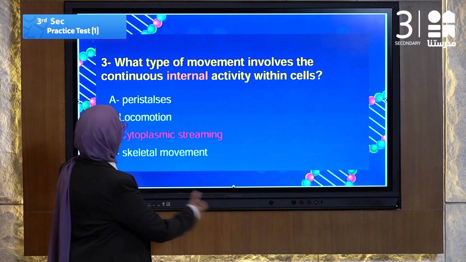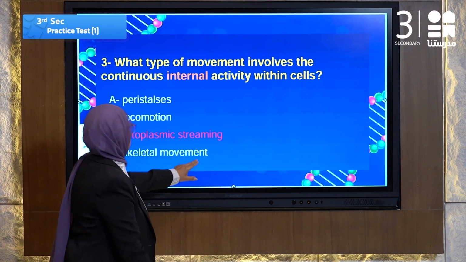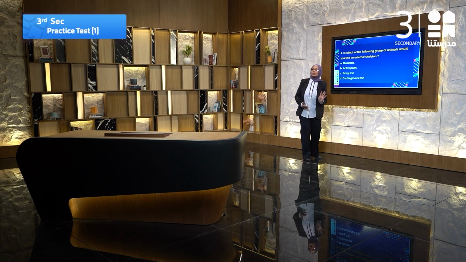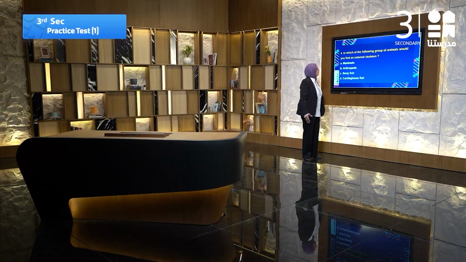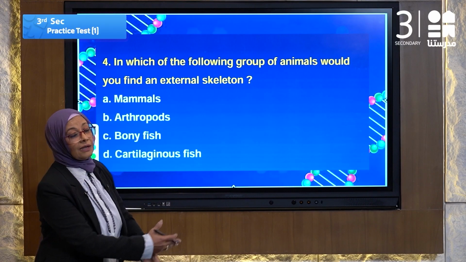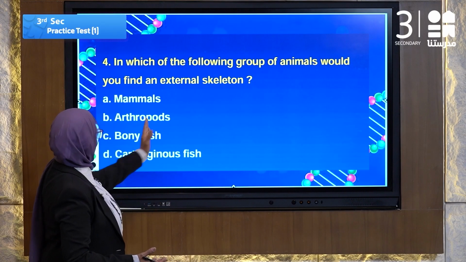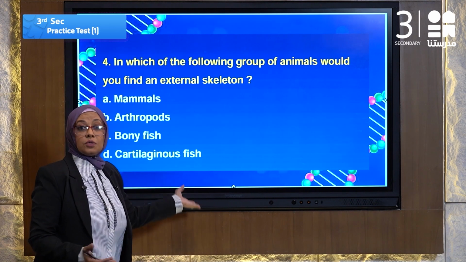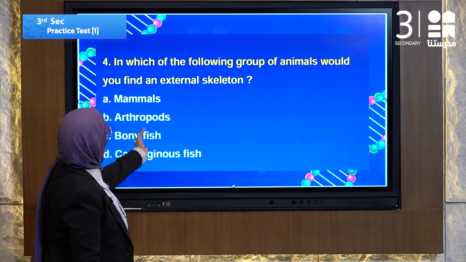Let's go to the fourth question. It will be easier. In which of the following groups of animals would you find the external skeleton? There are four choices different from each other: mammals, arthropods, bony fish, cartilaginous fish. Which of them has an external skeleton?